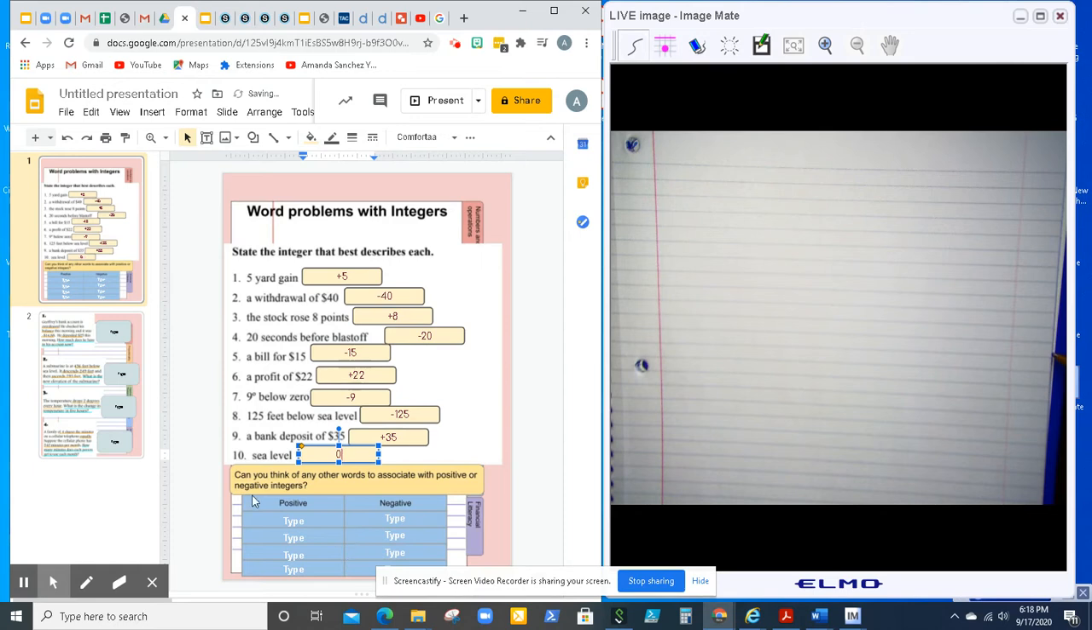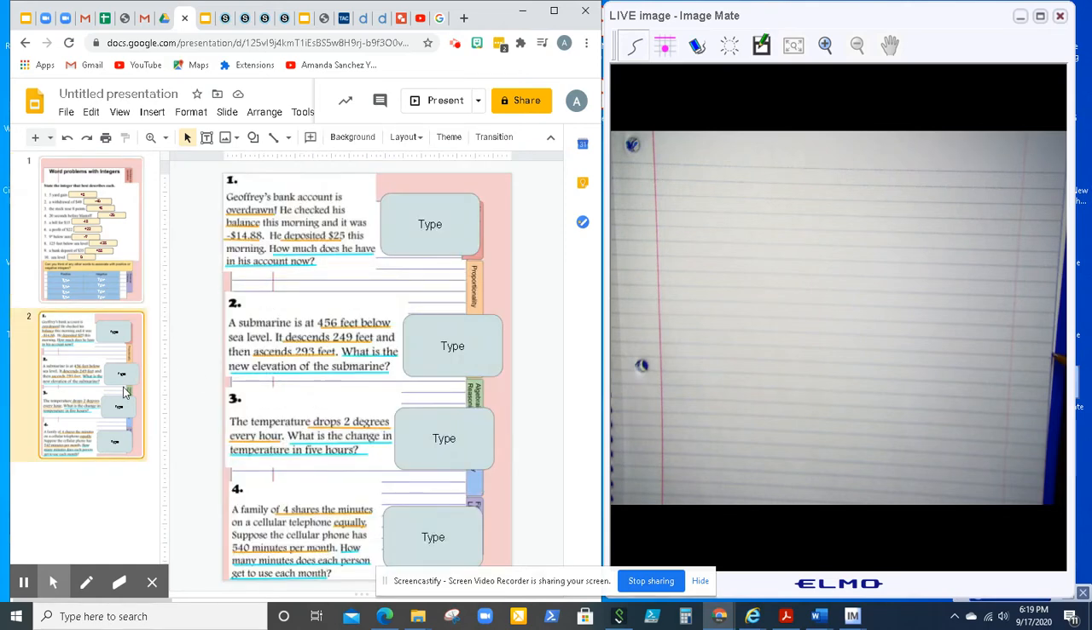Now down here, you're going to type in, can you think of any other words to associate with positive or negative? So depositing, below, above. You can even say increase or decrease. There's a whole bunch of words that you can associate with positive or negative. So this is just for you to edit. So when you go to the next slide, we have 4 word problems we're going to go through.